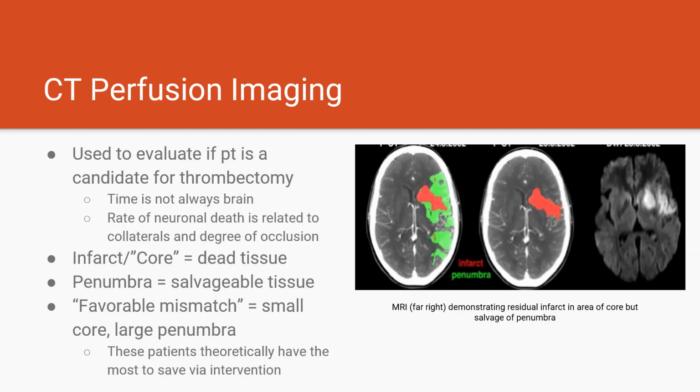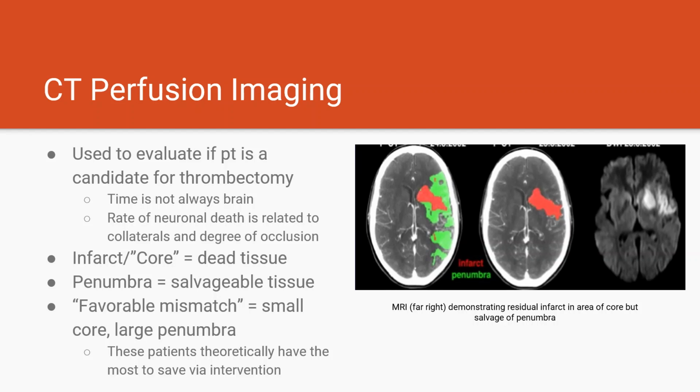This is based on fancy physics metrics. They're cool, but they're not worth discussing. But we'll take these two values and we compare them in a ratio, and if they have a small core and a large penumbra, they're considered a favorable mismatch and they're good candidates for intervention. There's a lot to be saved. So this picture on the right is a great example of that. In the red, you can see the infarcted core, which is large, but it's clearly not as large as the penumbra, which is in green. And so this would represent a really favorable mismatch, and so thrombectomy was performed in this patient.